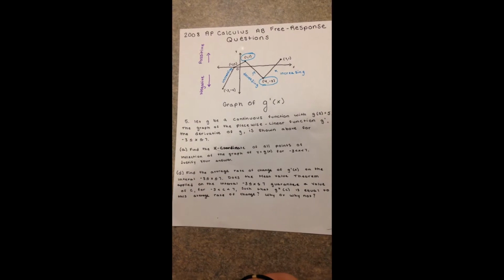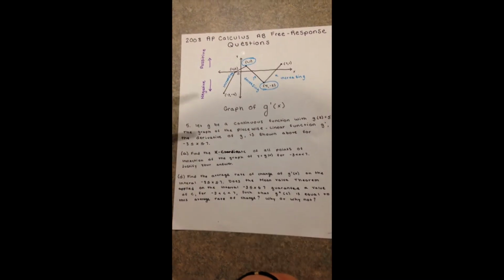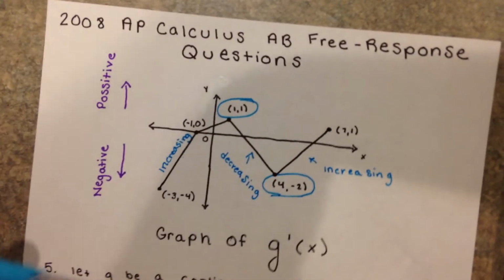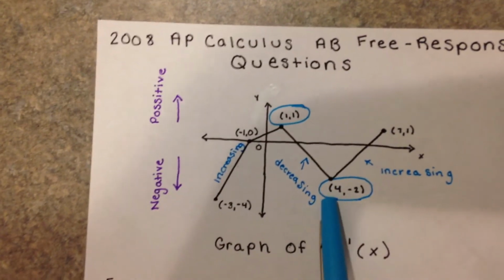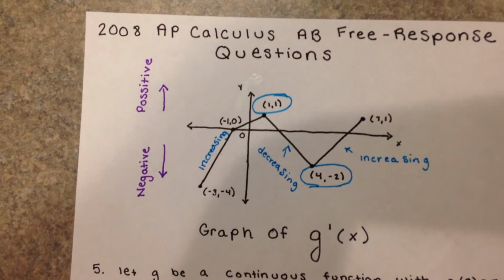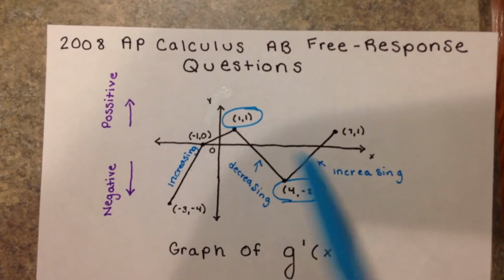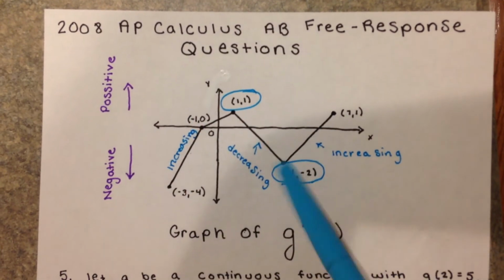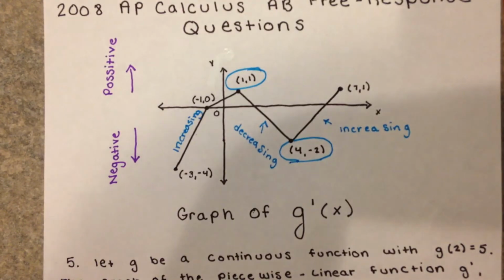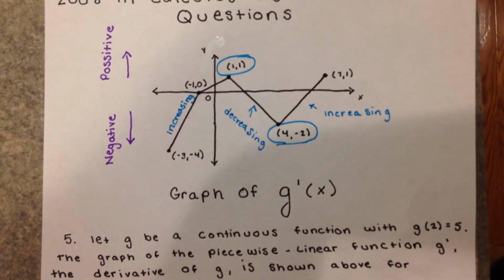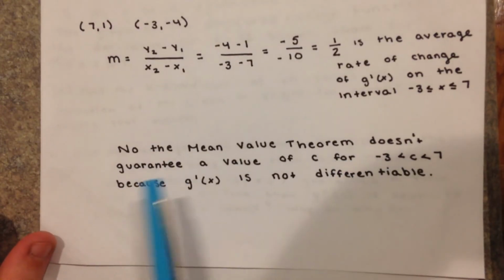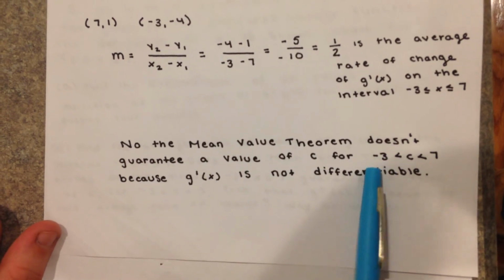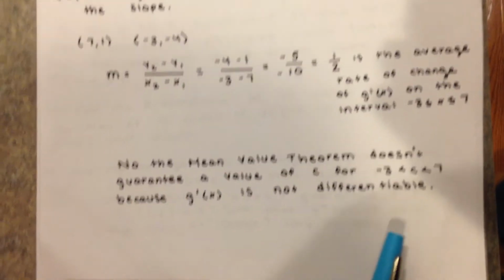-3 to 7. So in order to figure this out, you have to look back at the graph of g prime of x. So if you see, at 1, 1 is a corner, as well as (4, -2) is a corner. So that means that the derivative of this function doesn't exist. So you cannot say this for an AP question, so you have to say differentiable. So the correct answer would be, no, the mean value theorem does not guarantee a value for c for -3 to 7 because g prime is not differentiable.